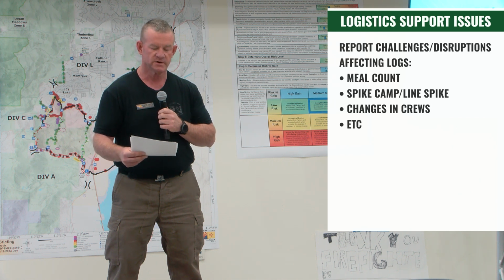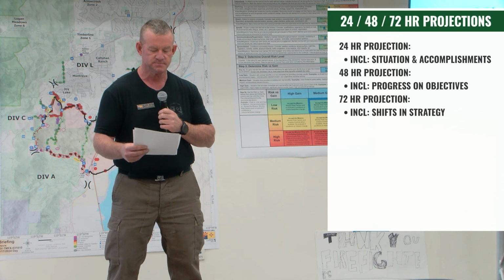24, 48, 72-hour projections is the next section. In this section, you're futuring out where you think you're going to be at those time frames. So the example of the situation 24 hours was the completion of indirect line is expected by the end of the shift tomorrow. That's where you're going to be 24 hours from now. 48 hours from now, you think that you'll complete the check lines and point protection of the values within the indirect line.